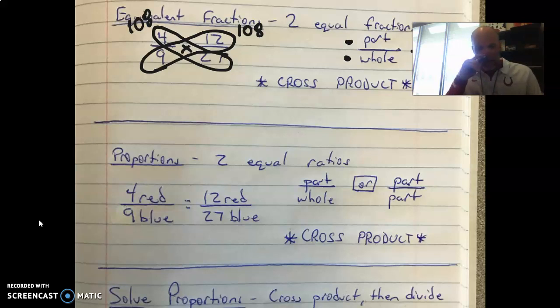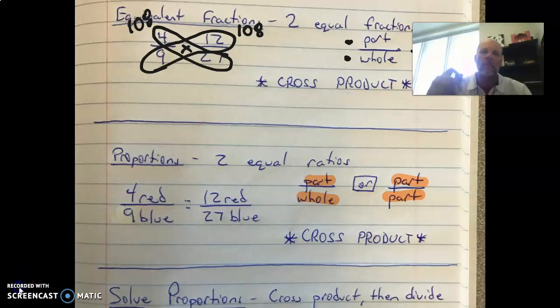Okay, so the difference is ratios aren't just part to whole like the fractions are. Ratios are also part to part. So that's why this is right here. It can be a part to whole ratio, which just looks like a fraction, or it can be part to part. So proportions are part to whole and part to part, not just part to whole like fractions.